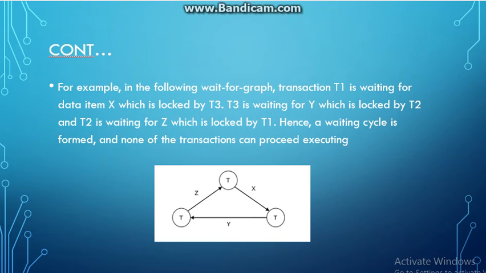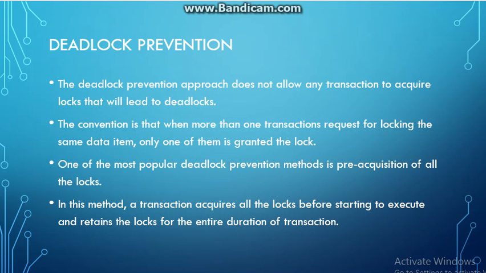So let's see about deadlock prevention. In deadlock prevention, one of the most popular methods is pre-acquisition of all the locks. In this method, a transaction acquires all the locks before starting to execute and retains the locks for the entire duration of the transaction. So what we are actually doing here is trying to disable one of the necessary conditions, that is hold and wait.